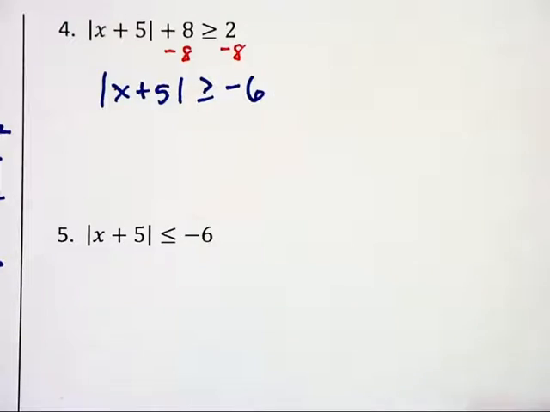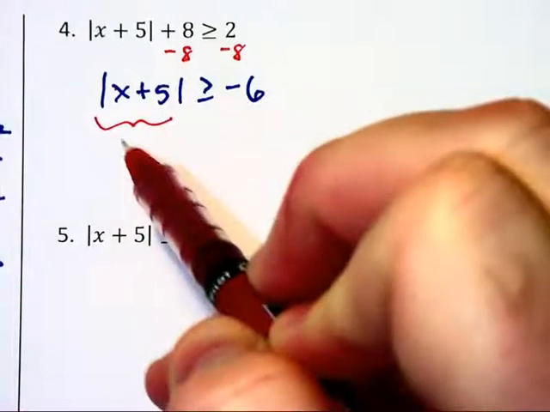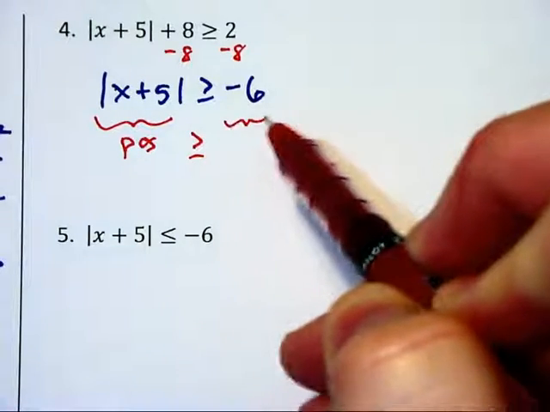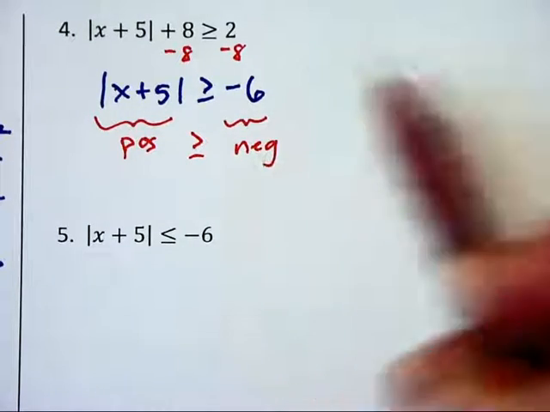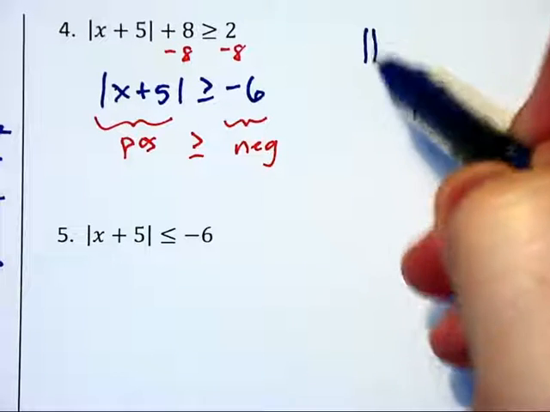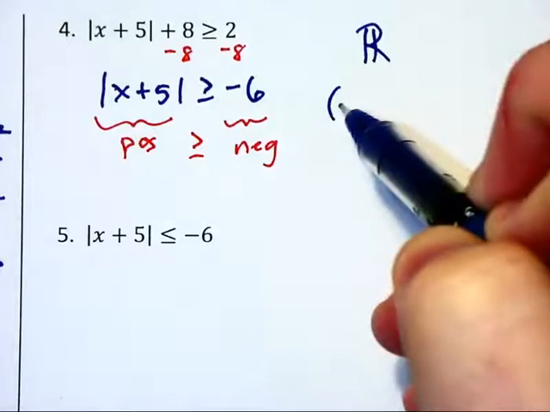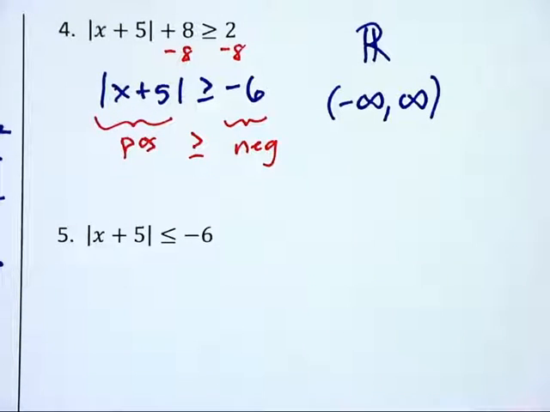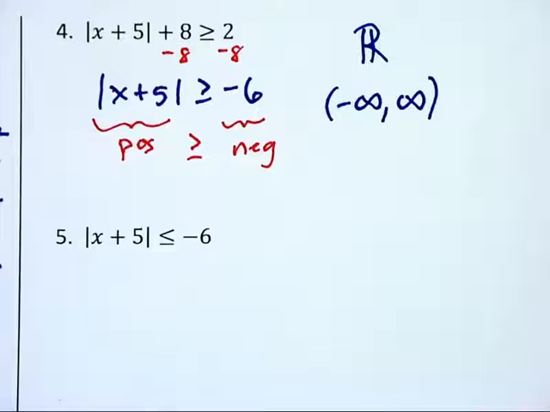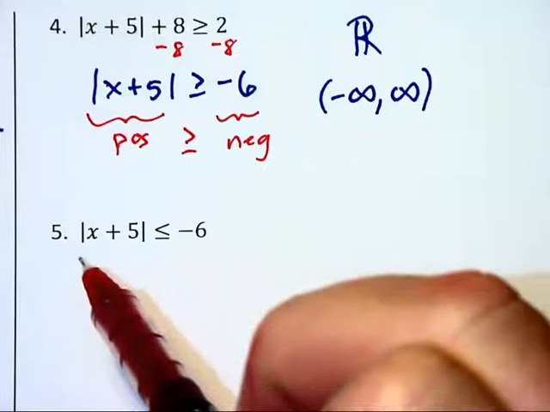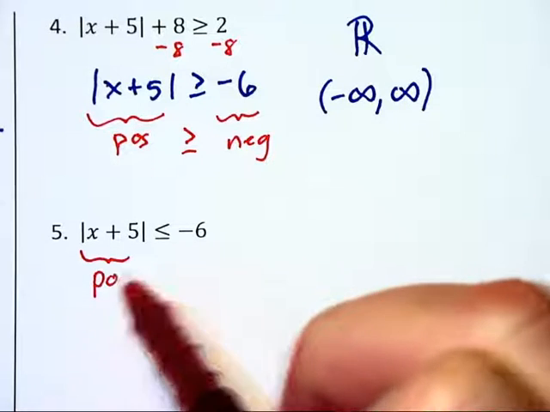The left side, as you well know, is positive, and we have a positive greater than or equal to a negative. When is that the case? The answer is always. So here our solution set will be all real numbers, or in interval notation from negative infinity to positive infinity.